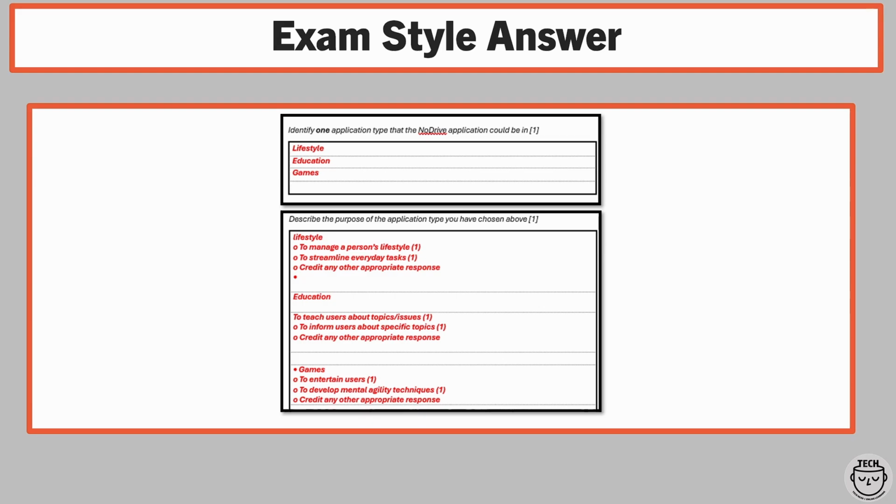What about the purpose? Lifestyle is to manage a person's lifestyle, streamline everyday tasks. Education, teach users about topic issues, inform about specific topics, and games for entertainment, and develop mental agility techniques. I'd give credit for any of these responses because, I'll be honest, there's lots of things you can answer for this one. But mainly, what is the purpose of lifestyle? It is to streamline your hobby, make your life a little bit better, help you improve in some way, be it health or mental health well-being.